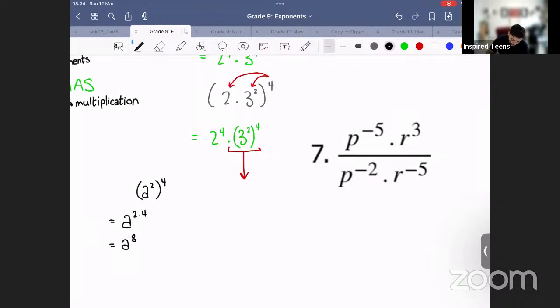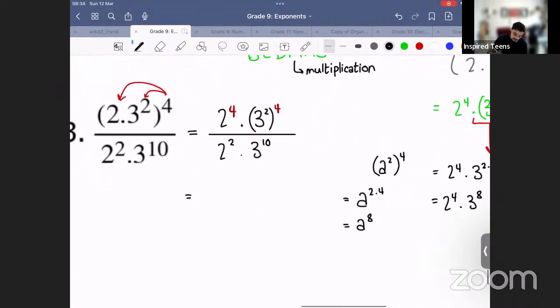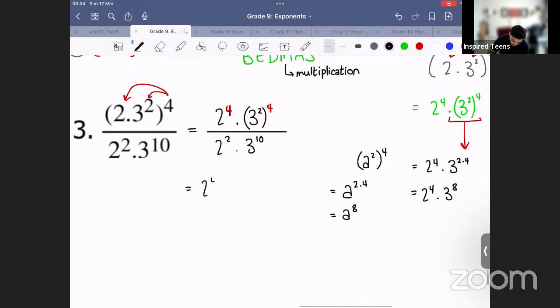Similarly, 2 to the 4 stays like that for now. This is going to become 3 to the 2 times 4. A power to a power, you use multiplication. So 2 to the 4 times 3 to the 8 as well. So when we simplify this, we have 2 to the 4 times 3 to the 2 times 4, because we multiply when it's a power to a power. 2 to the 2 times 3 to the 10.